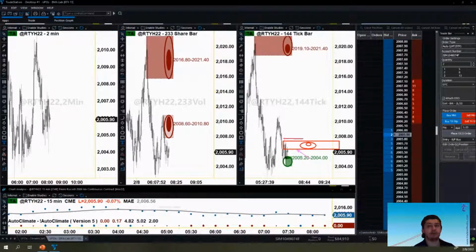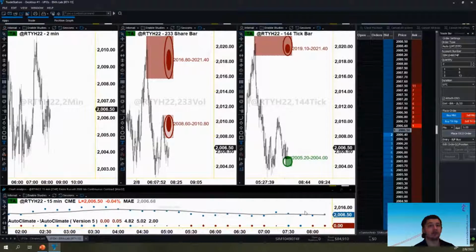Our stop would be above the red UFO. Our T1 would be a 1-to-1 from entry to stop, so about here somewhere. And then our final target is the one where we would revert back to the common time frame to see where profits can be taken based on where the nearest opposing UFO is. So that's the concept that we utilize to get into these trades and get out of them.